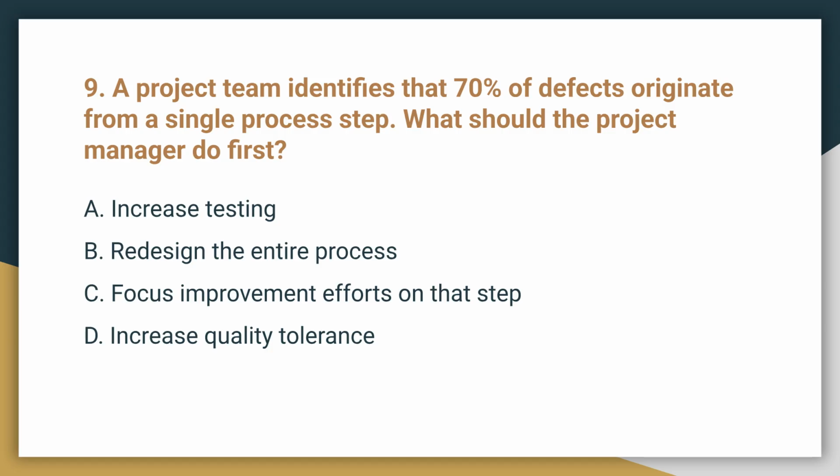Question 9. A project team identifies that 70% of defects originate from a single process step. What should the project manager do first? The correct answer is C. Focus improvement efforts on that step. Targeting the major defect source using Pareto optimization provides maximum improvement.